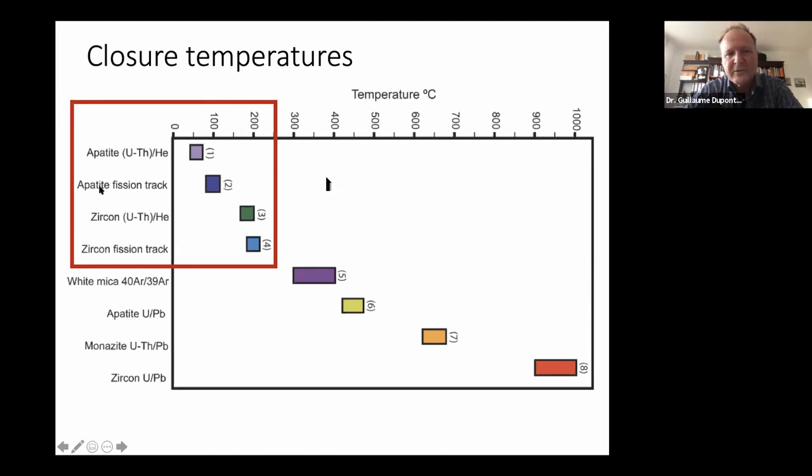So these are the methods that are used by geologists, and you can see, no, these are just the closure temperatures. I didn't put the age. That's another slide. But for example, if you use uranium lead here, you can go back billions of years. And with this technique, you can also date stuff that is maybe a million years old or something like that. So these are much better for geologists than C14.